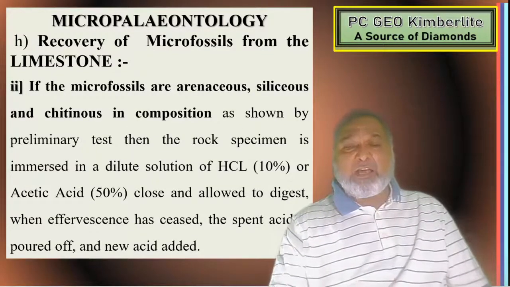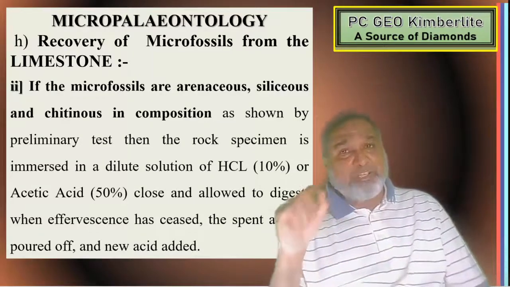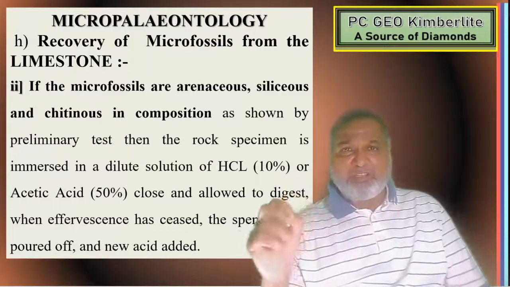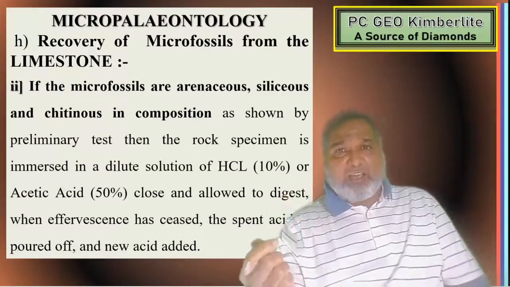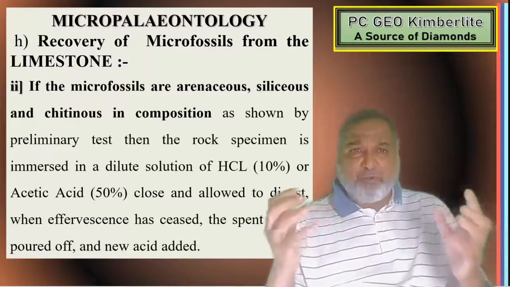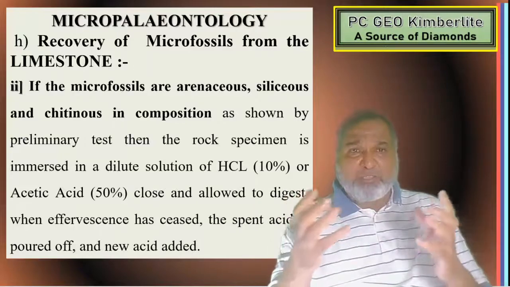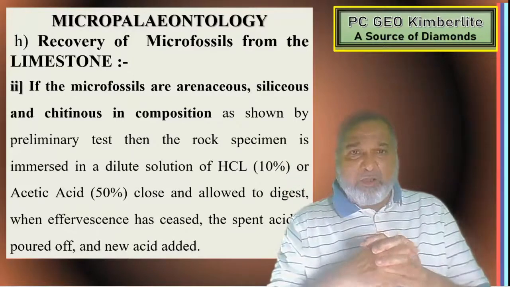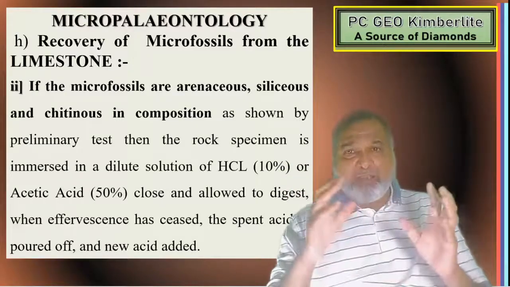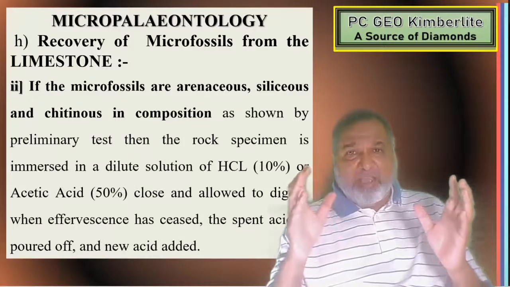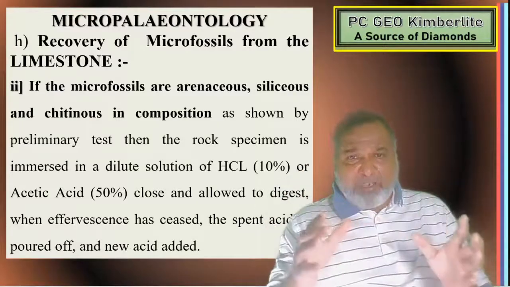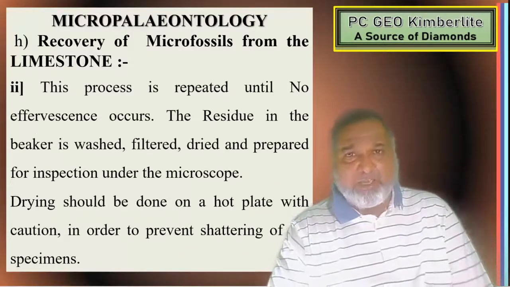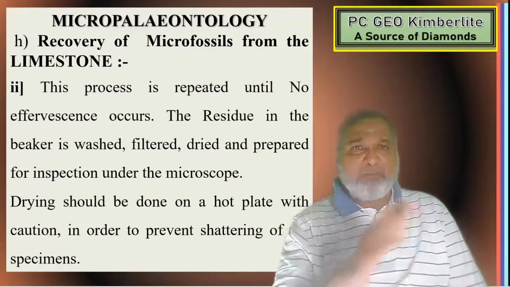If the microfossils are arenaceous, siliceous, or chitinous, yes, these three, that is, the microfossils have a composition of arenaceous, siliceous, or chitinous material, then, as shown by the preliminary test, the rock specimen is immersed in a dilute solution of HCl, that is 10%, or acetic acid 50%, closed and allowed to digest. When effervescence has ceased, the spent acid is poured out and new acid is added again. This process will be repeated until no effervescence occurs.